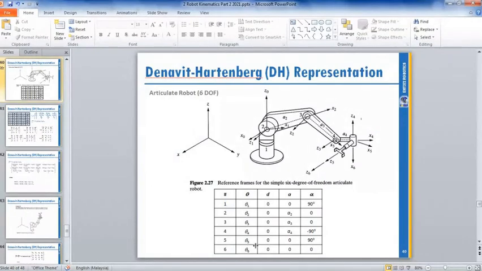But I have more examples. I will give examples, about 2 weeks after Raya. I will give more examples on DH. There are many types of robotic arm. You have what we call spherical, you have cylindrical robot. All the examples I will give in your class session after Hari Raya.